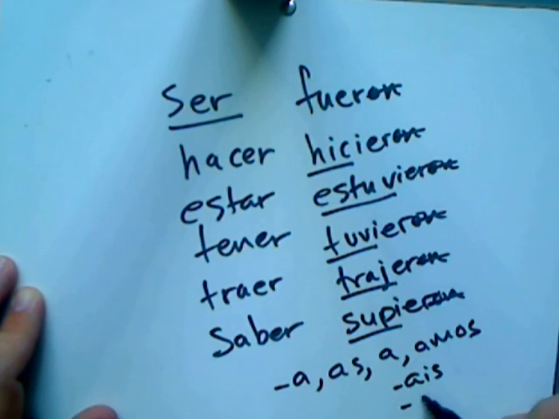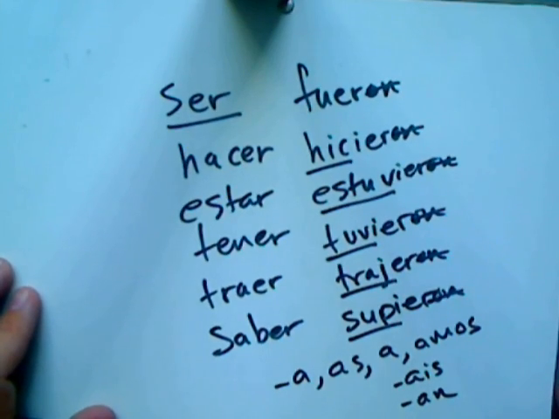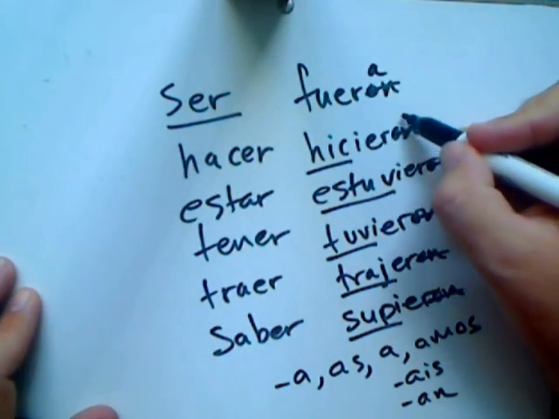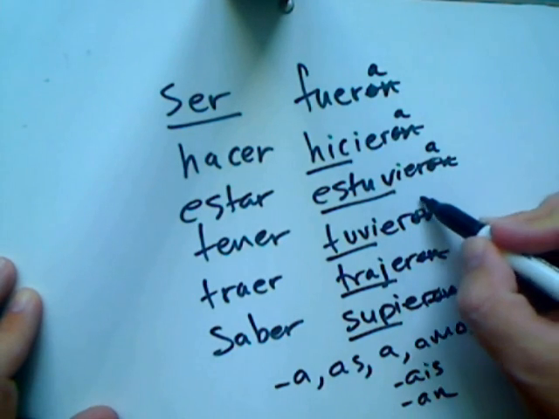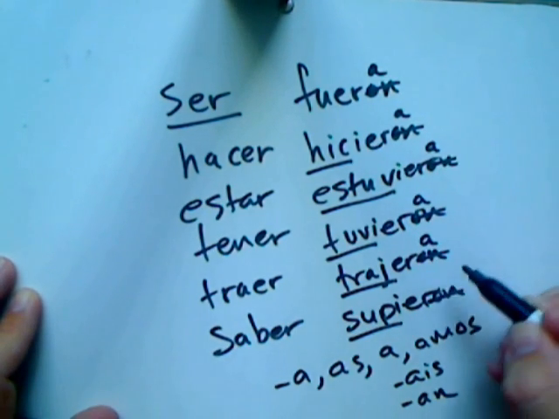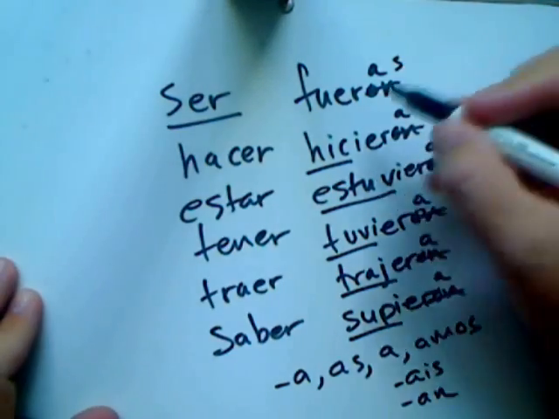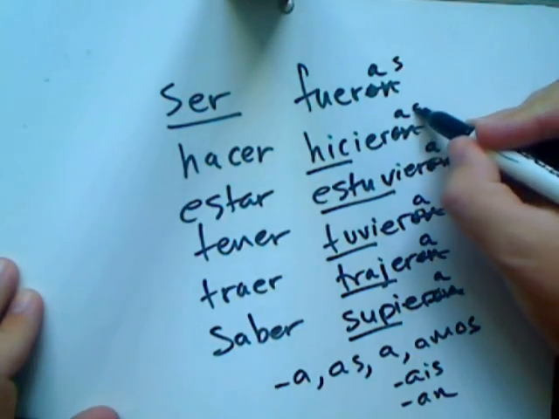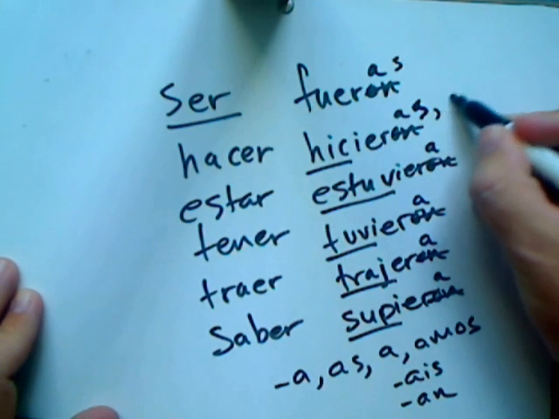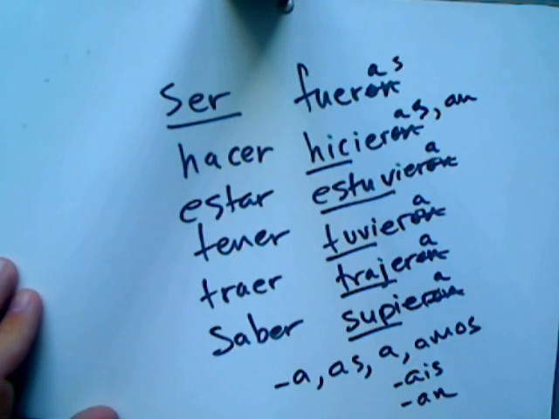Add those endings that I showed you on the last frame there. So, fuera, hiciera, estuviera, tuviera, trajera, supieran, okay, etc. Or fueras, fuéramos, hiciera, hicieras, hicieran, etc. Okay, so that's how those are formed.